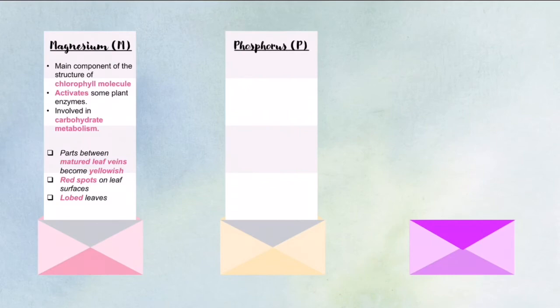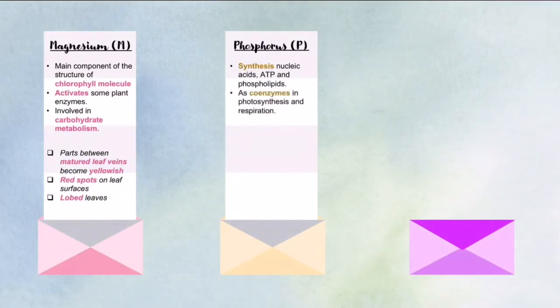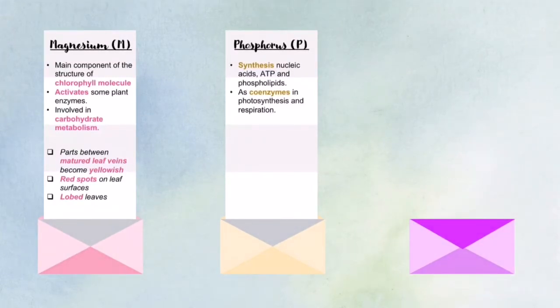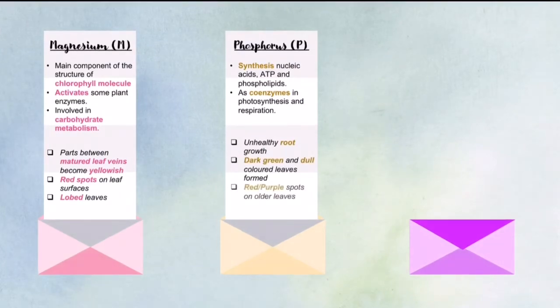Next is phosphorus. Phosphorus plays a part in synthesis of nucleic acids, ATP, and phospholipids. It also acts as a coenzyme in photosynthesis and respiration. Lack of phosphorus will cause unhealthy root growth, dark green and dull colored leaves will be formed, and red or purple spots will be formed on all the leaves.